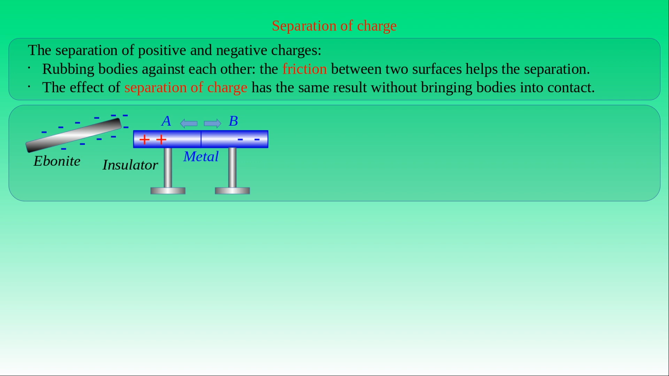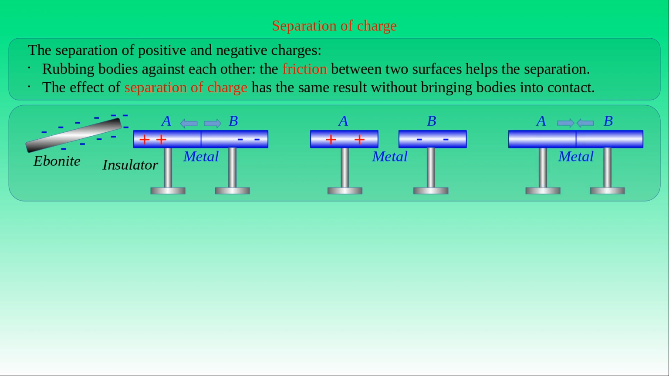Then we remove the ebonite rod and determine the types of charge in the cylinders with an electroscope. We find that the cylinder A has positive charge and the cylinder B has negative charge. This effect is the separation of charge in the two cylinders. After having brought the charged cylinders into contact with each other, we find that the cylinders become electrically neutral again.